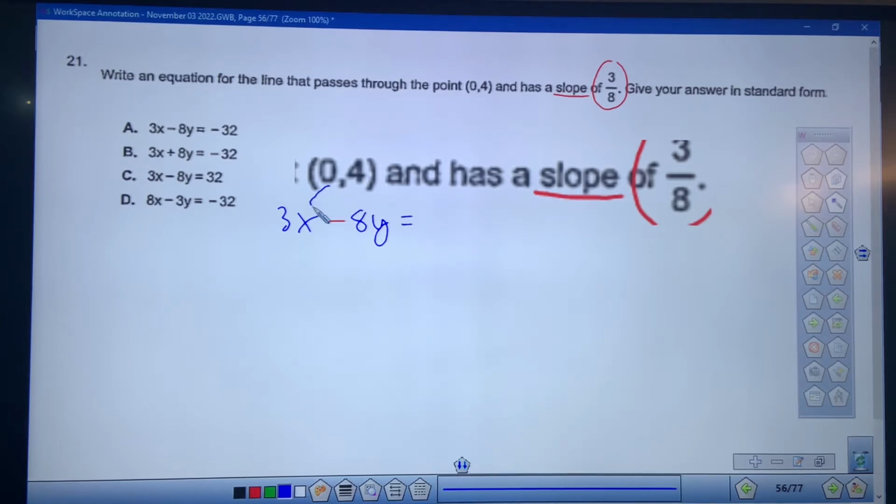I throw that 0 in for x, that would be 0. I throw that 4 in for y, that would be negative 32. So 3x minus 8y equals negative 32. Choice A.